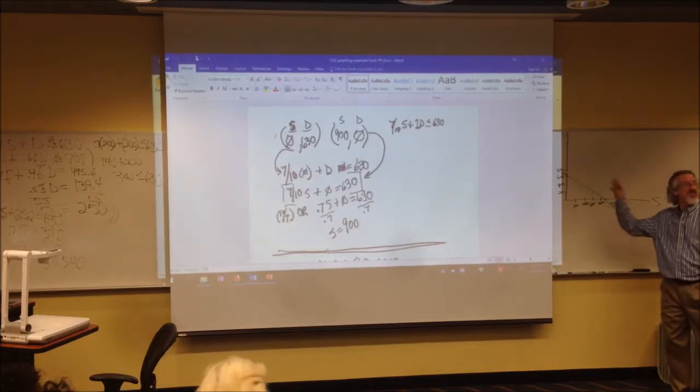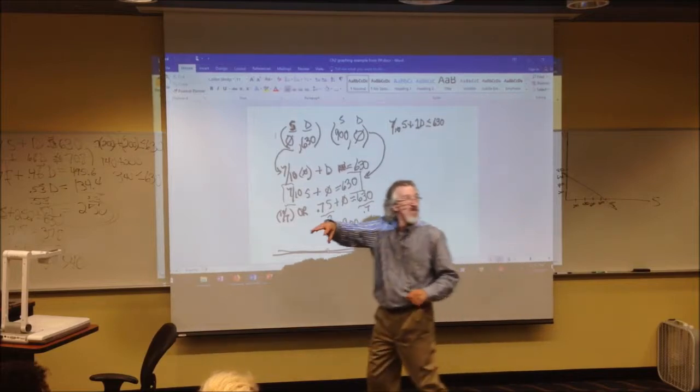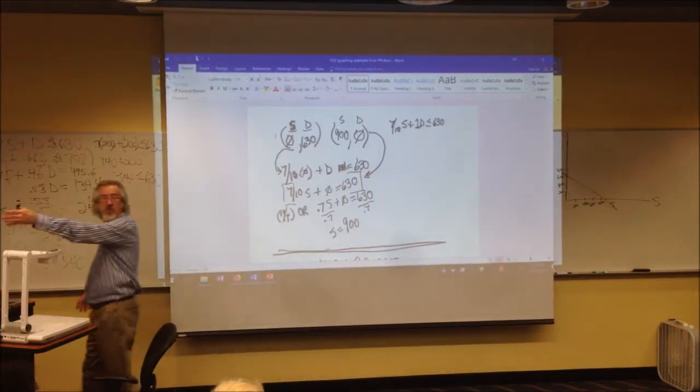So we now graph that constraint. And you do this with each constraint. You put a 0 in for one, you put a 0 in for the other, and you find the 2 points and you connect them.